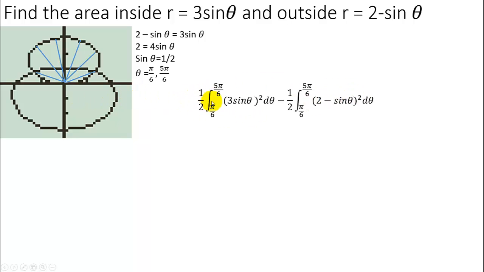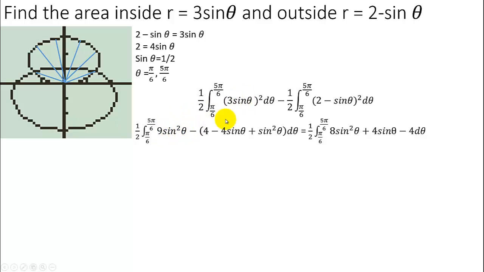Here's the math for that. We have 1/2 r squared from pi over 6 to 5 pi over 6. This is all of the circle and minusing out the area of the limacon. So let's square both. That gives us 9 sine squared. And when we squared 2 minus sine theta, we get 4 minus 4 sine theta plus sine squared theta.